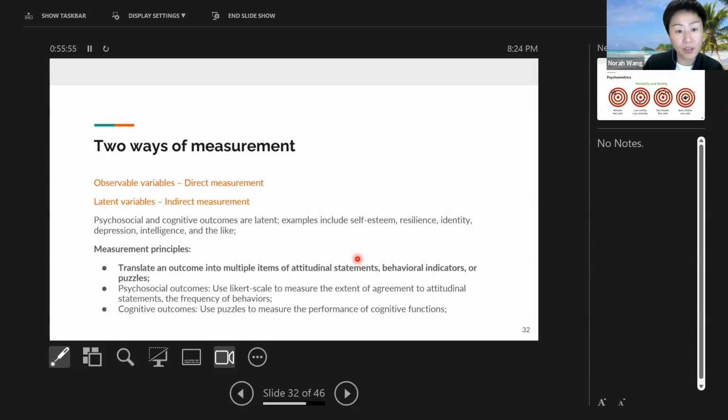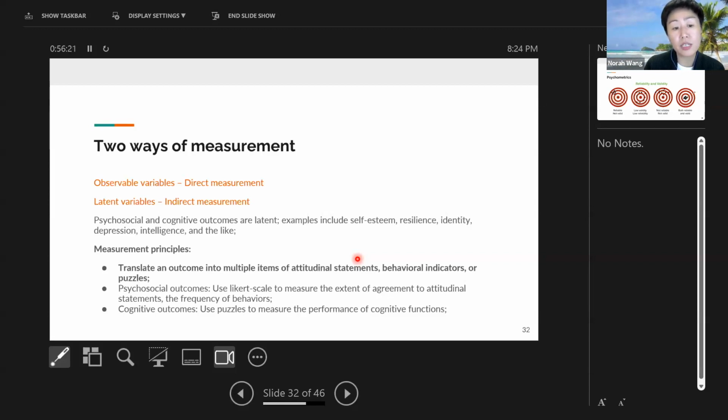And for other observable variables, you can refer to the kind of metrics recommended by the IRIS system. And for latent variables, that's something I'd like to highlight a little bit, because latent variables are the kind of variables I feel like oftentimes people have difficulty with. So what are the latent variables?